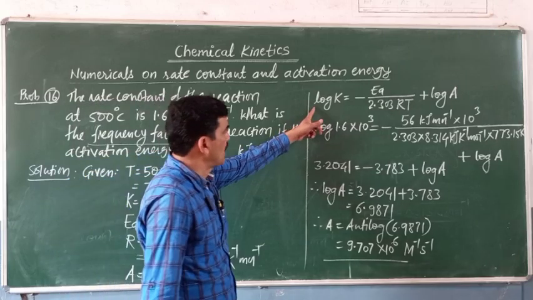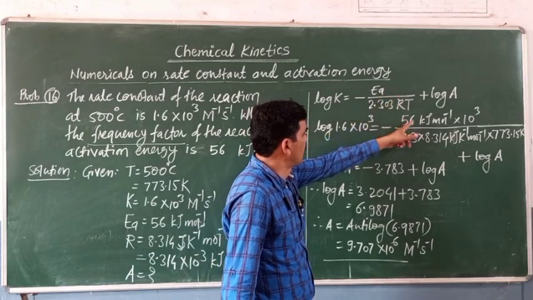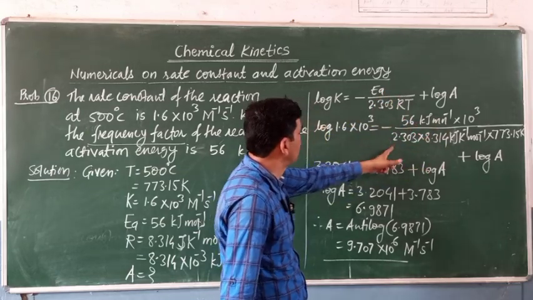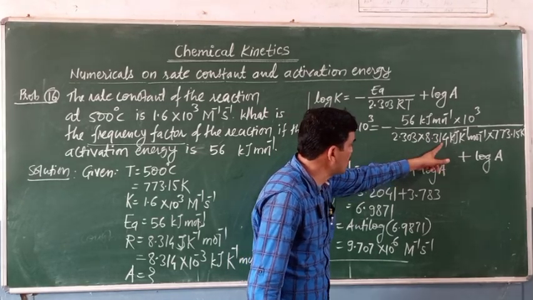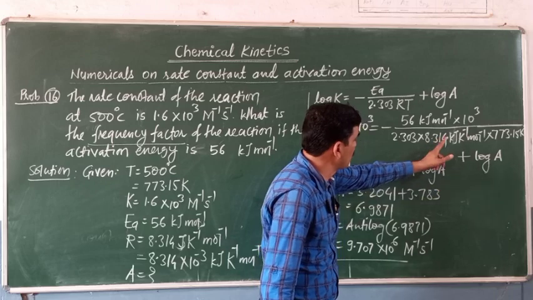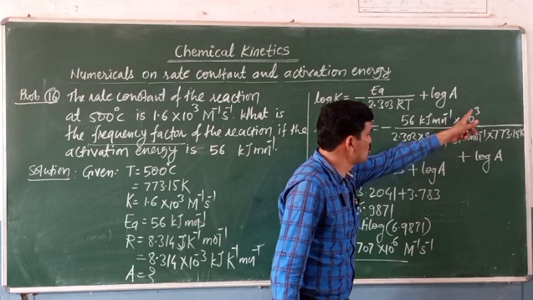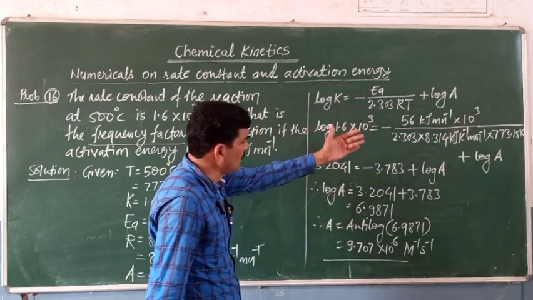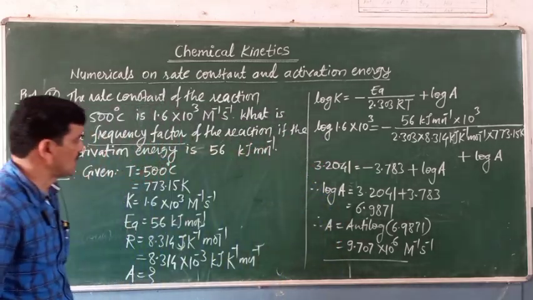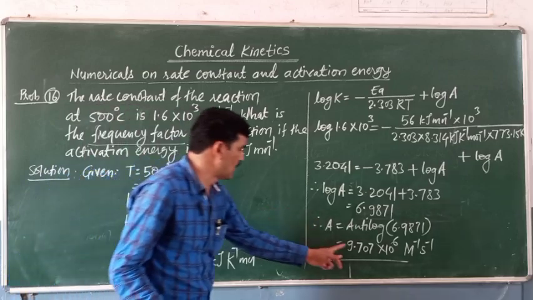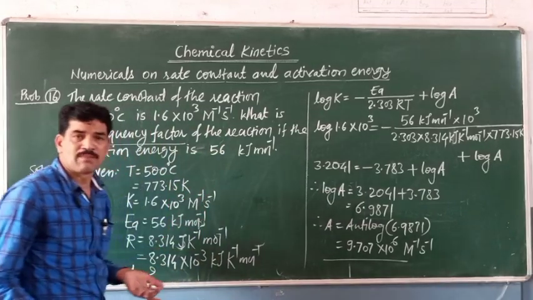Here we have used this formula. In this formula, we have substituted the value of K, the activation energy of the reaction in kilojoule per mole, and 2.303 into R, 8.314 into 10 raised to power minus 3 kilojoule per Kelvin per mole. But 10 raised to power minus 3 when brought to the numerator becomes 10 raised to power 3. So in this way we can solve this problem, and we have determined the value of the pre-exponential factor or frequency factor. It is 9.707 into 10 raised to power 6 per molar per second. In this way we can solve such type of problems.